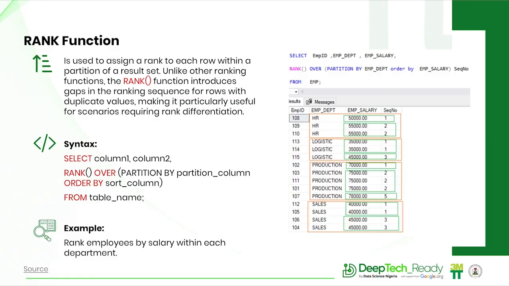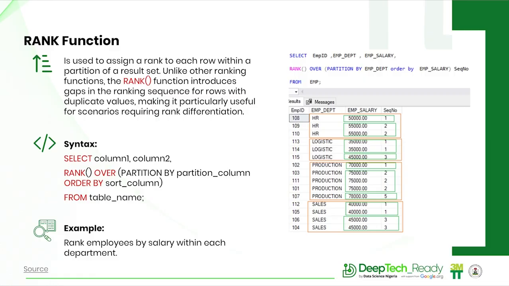In our resulting table, we have the HR department, which has 3 employees: employee ID 108, 109, and 110. All of these 3 belong to the HR department. So it introduces a gap. Employee ID 108 earns 50,000. It assigns a rank of 1 to it, but employee ID 109 and 110 earn the same salary, so it assigned the same rank to them, and then it introduced a gap. So you can see we have 2, 2.